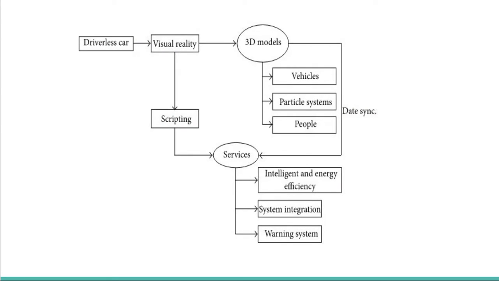This is basically a simple flowchart on how things work in this scenario. As we can see, there is a driverless car, and using virtual reality, we're creating 3D models, and we can add vehicles, particle systems, and people using the 3D models. And then this data is synced to create the service. So the entire thing of augmented reality used for driving provides these essential features in service: it's intelligent and energy efficient, it provides system integration, and it also has a warning system.